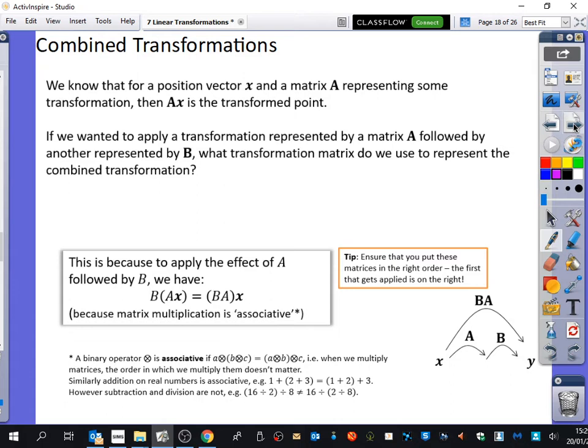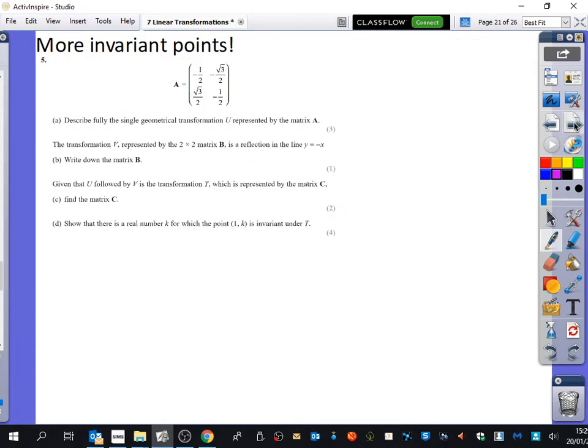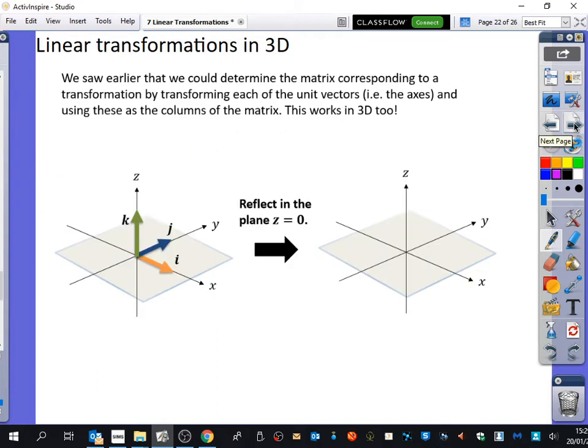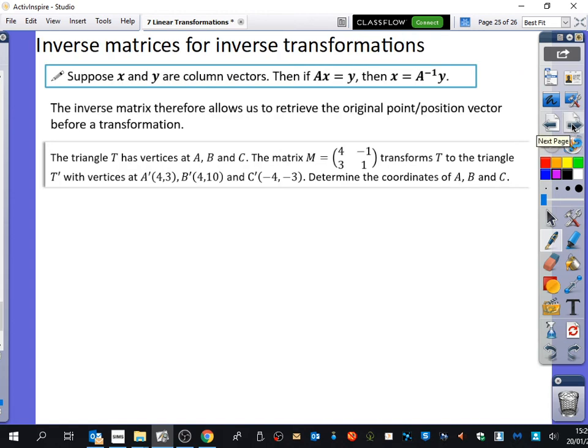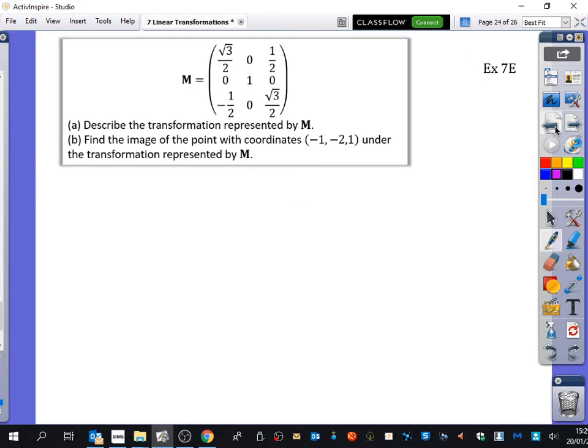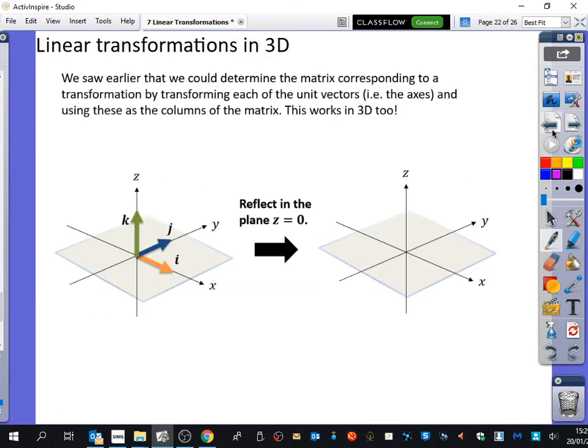So what we'll do today, we'll do combined transformations, and I imagine, as well as a bit more invariant points, we will probably be able to do some linear transformations in three dimensions as well. But there's nothing conceptual I think you're going to find that difficult. It looks difficult, but it's not. And then we'll probably in the next lesson do the inverse transformations, but we already know how to do it because, well, it just makes sense to do the opposite of what we had there, okay?